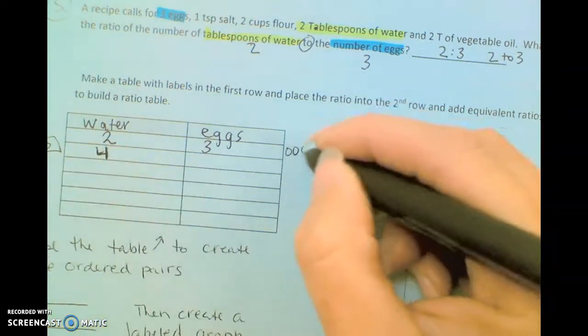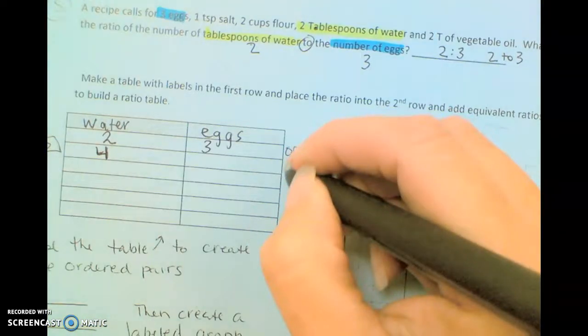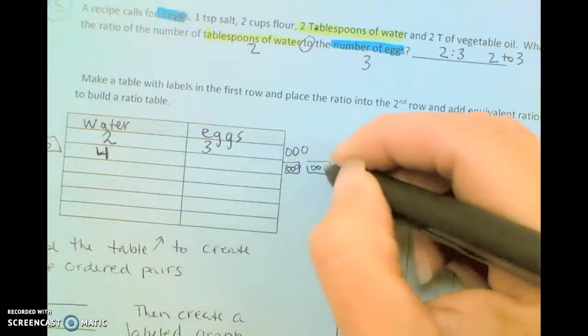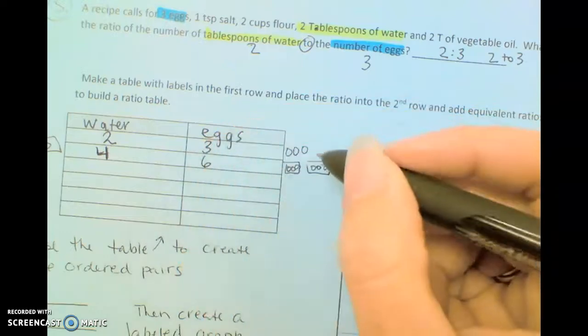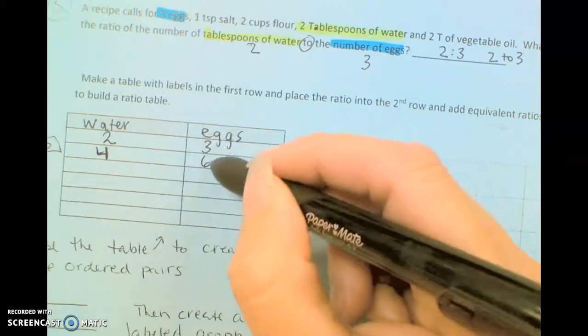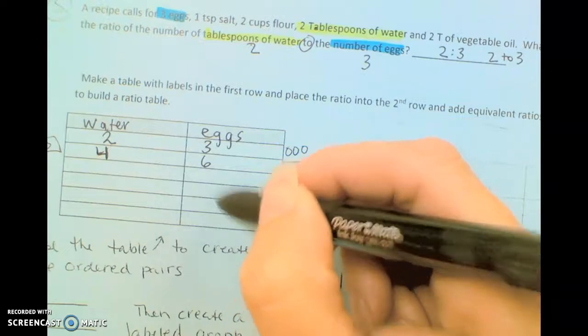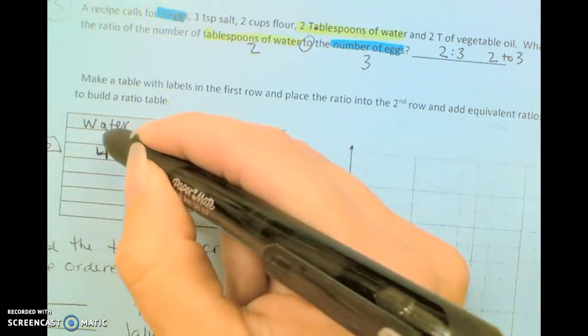If I have 3 eggs here, now I need 2 groups of 3 eggs. So that would be 6 eggs. And then I remember, we have our additive property that could help us to keep building these down. So 2, this is always going to go in groups of 2.